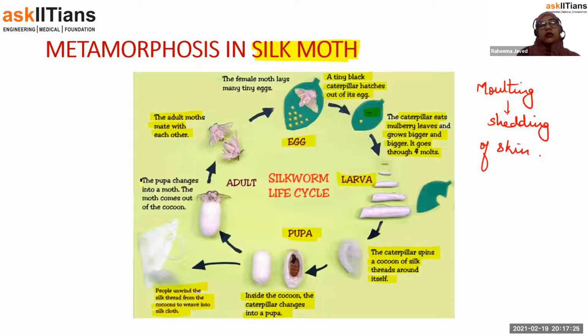The pupa changes into a moth, and the moth comes out of the cocoon in the form of tiny little butterflies. So the pupa converts into an adult. You have to remember: the egg develops into a caterpillar larva, the larval stage is the caterpillar, the larva turns into a pupa, and the pupa into an adult. Larva is caterpillar. You have to remember these things. And yes, the pupa is basically inside the cocoon.